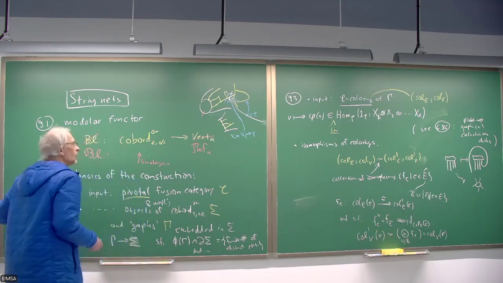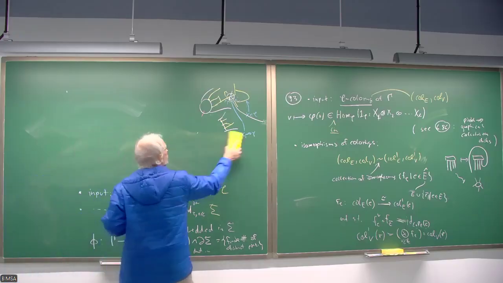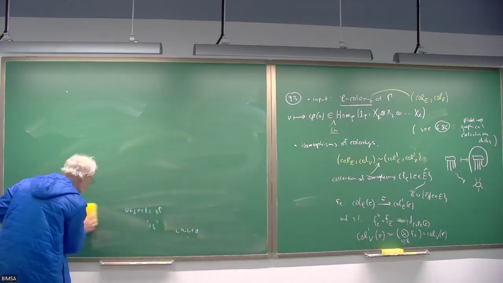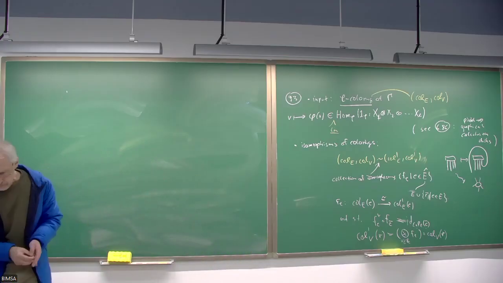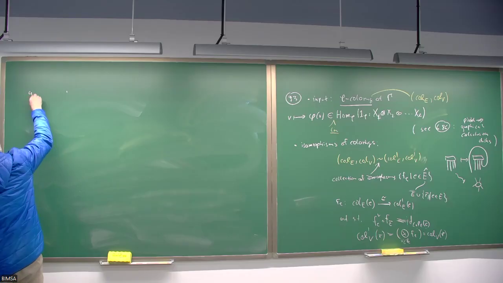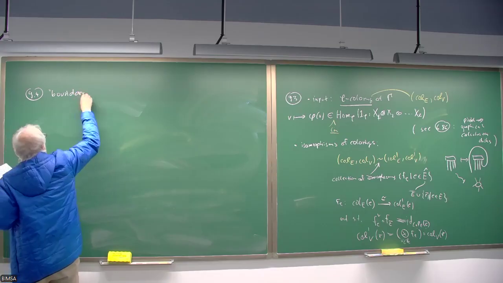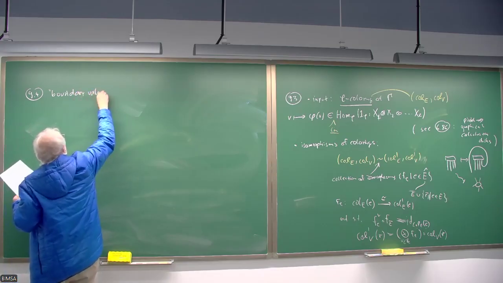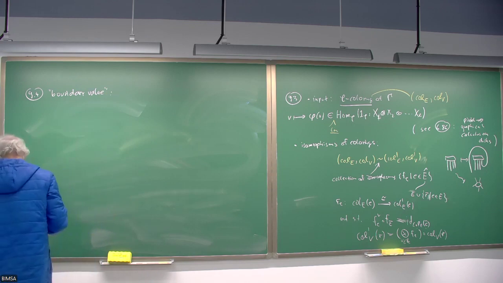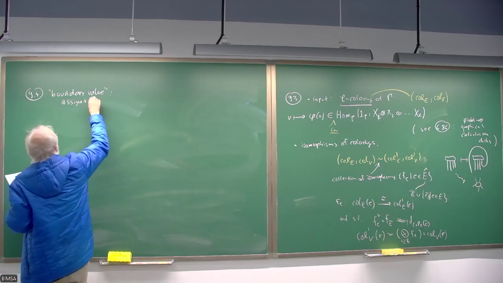So these are colorings, and now given the coloring, a further concept is what we call the boundary value. Sometimes I will say boundary datum. This will mean the same thing. This is assigned to a coloring.